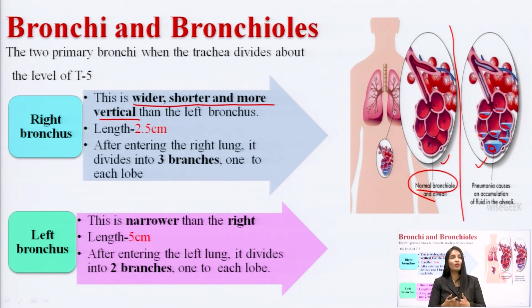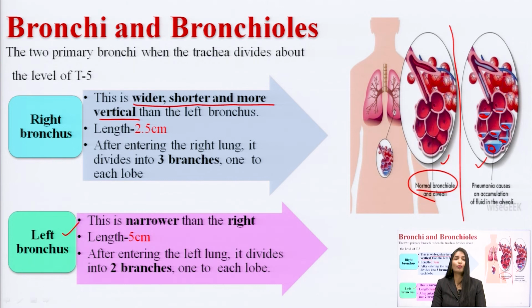After entering the right lung, the right bronchus is divided into three branches, one to each lobe. And next is the left bronchus. It is somewhat narrower, because the right bronchus is wider and the left bronchus is somewhat narrower than the right bronchus.